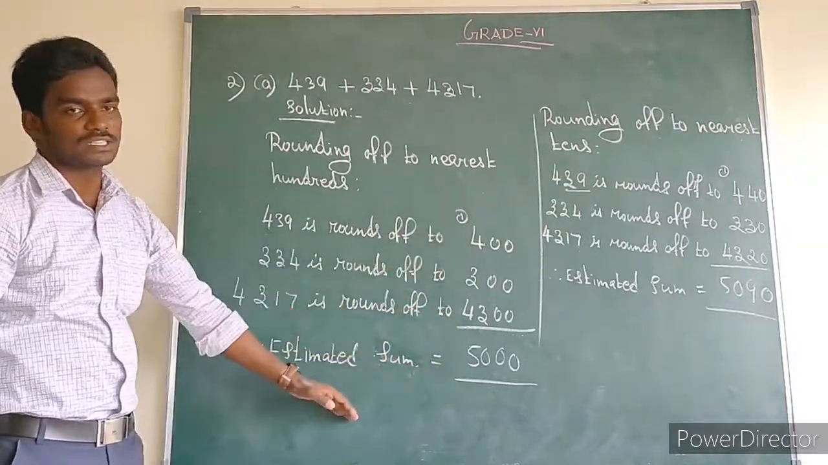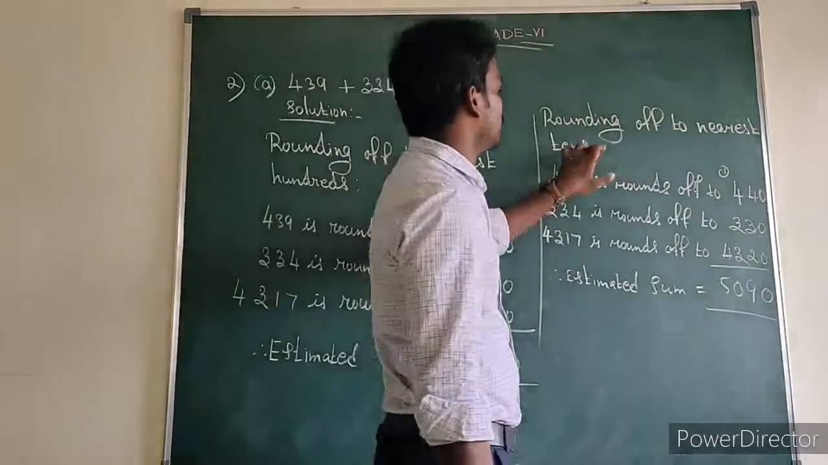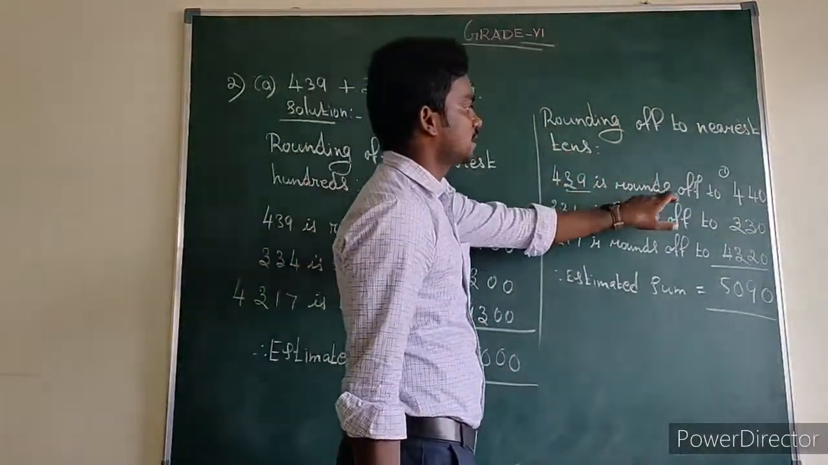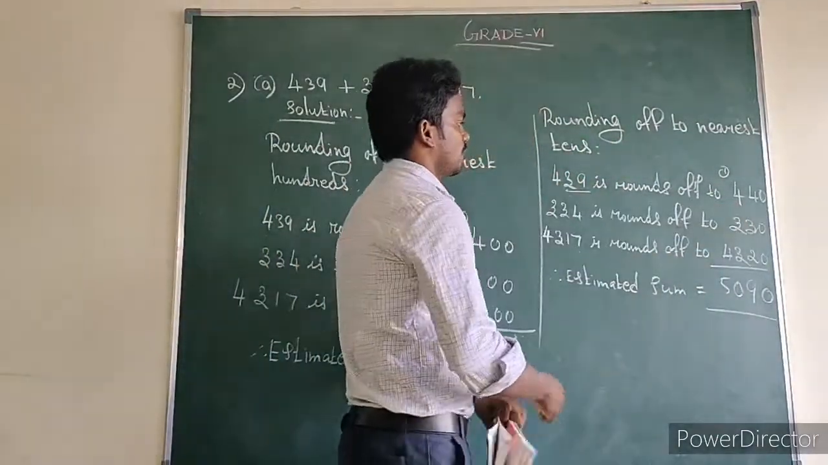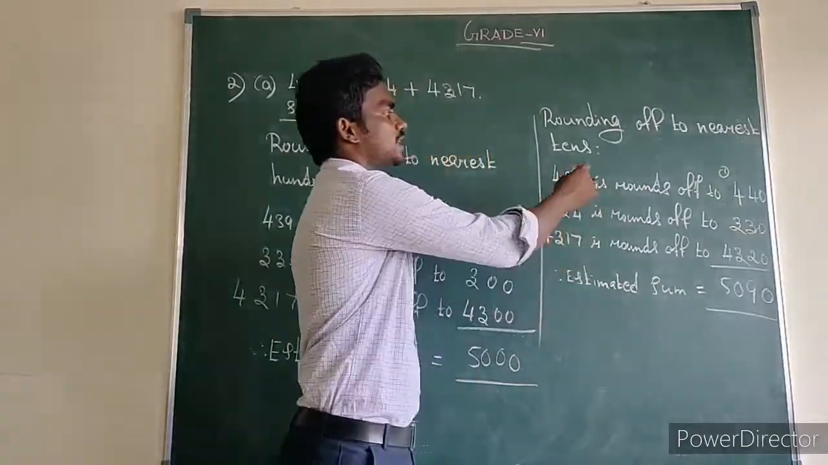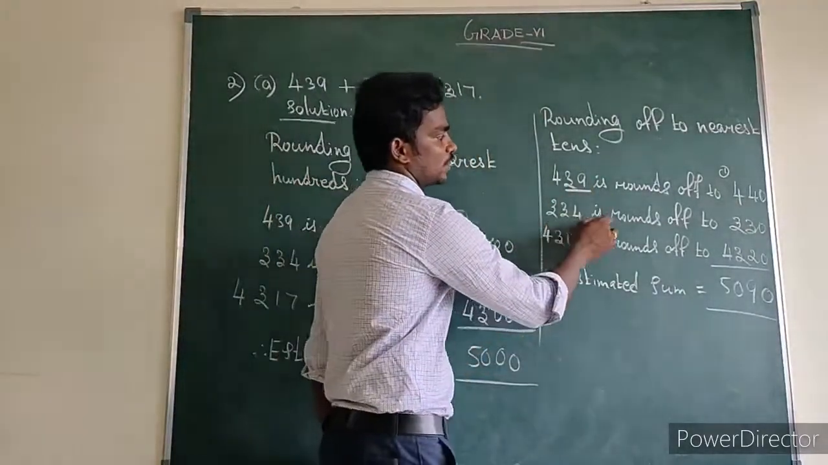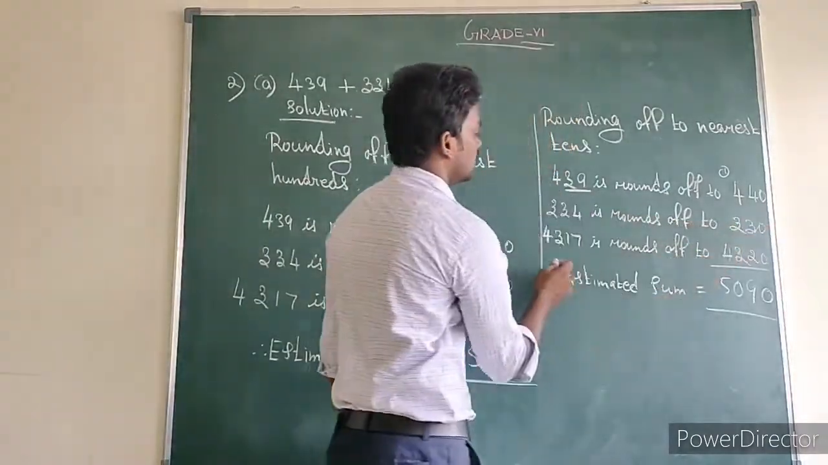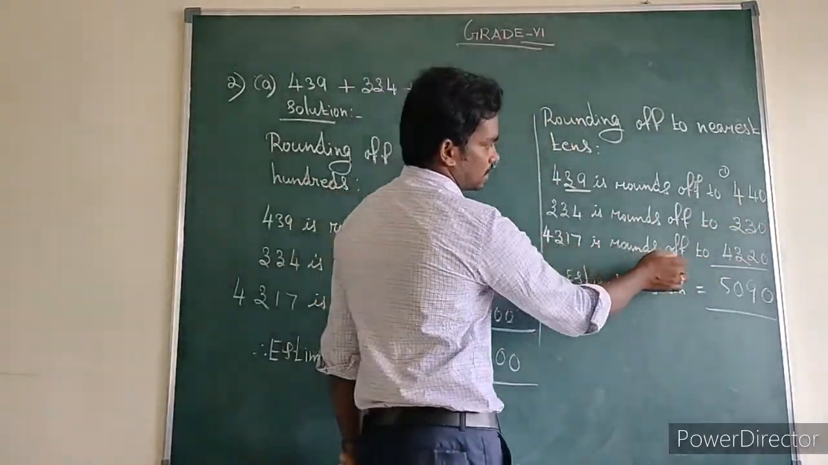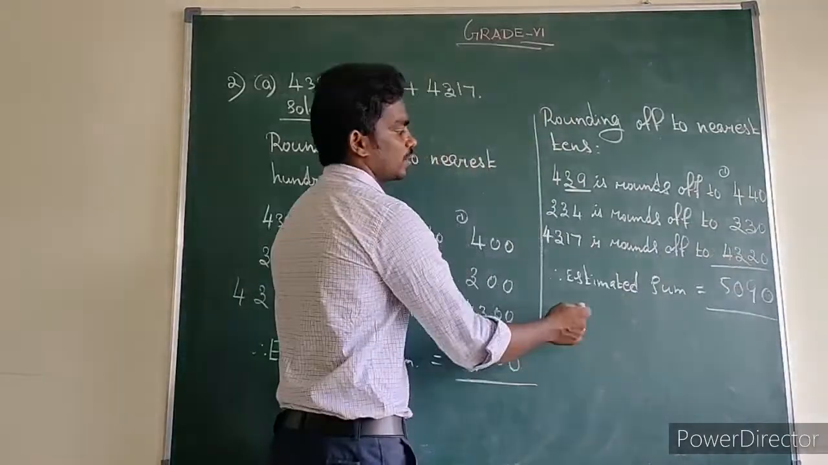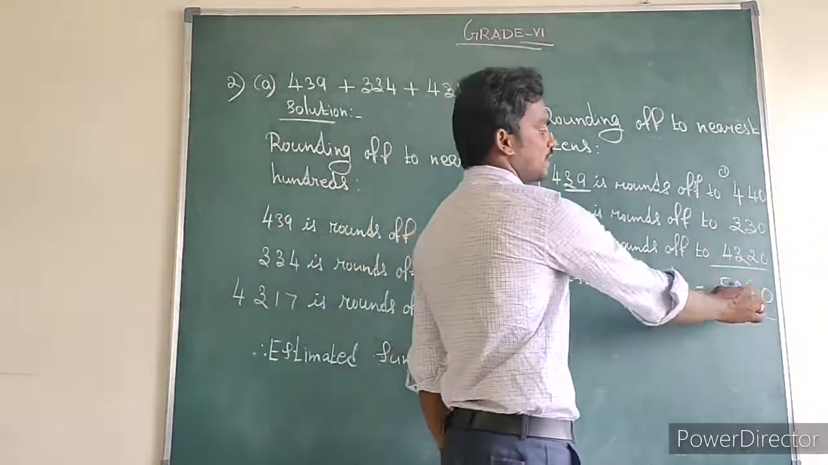We want to add these three numbers. Next, rounding to the nearest 10. 439 rounds to 440. We want to find the nearest tens only, so 39 is nearest to 40 in the tens place, 440. 334 rounds to 330. 4,317 rounds to 4,320. Therefore, the estimated sum is equal to 5,090.